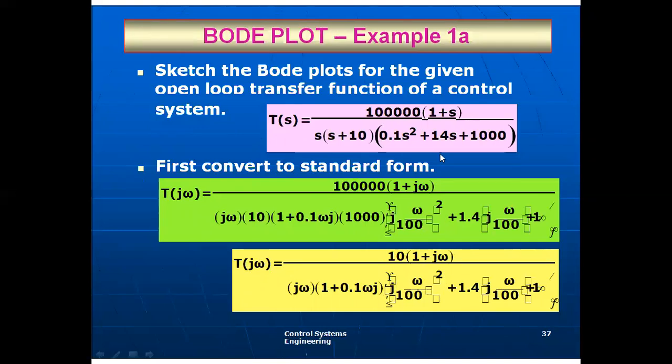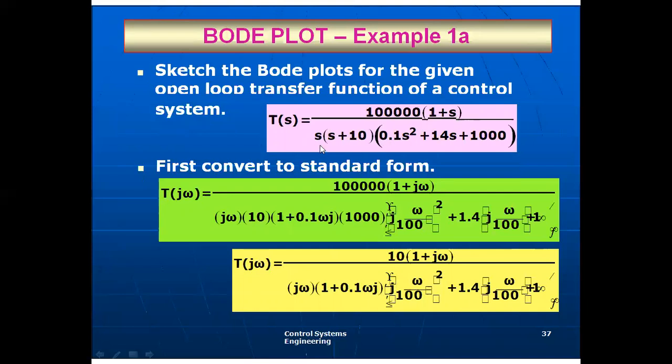While drawing this Bode plot, you have to find out the corner frequency. As I already discussed, each factor, that is zeros and poles, will contribute some slope at each corner frequency. For example, this one is a zero at 0. It is a first order factor, so it will contribute plus 20 decibel per decade.